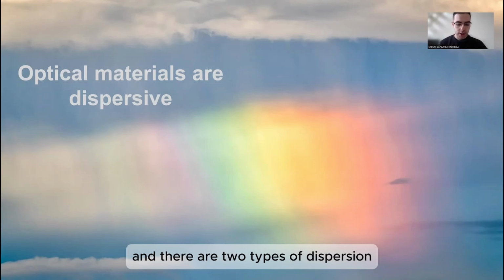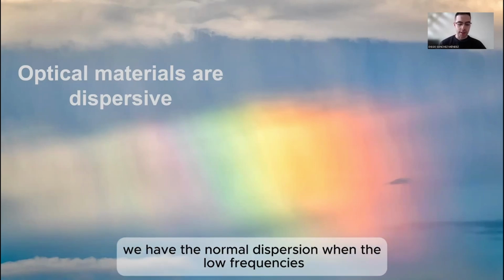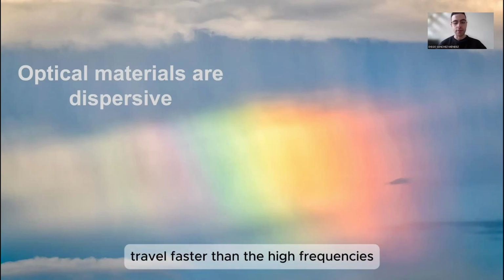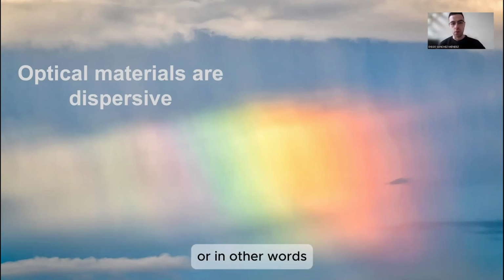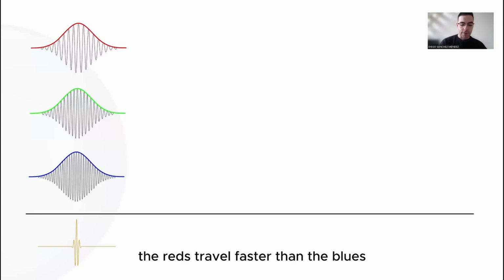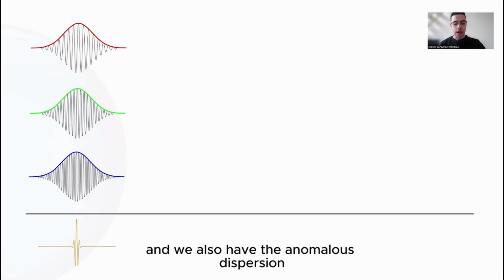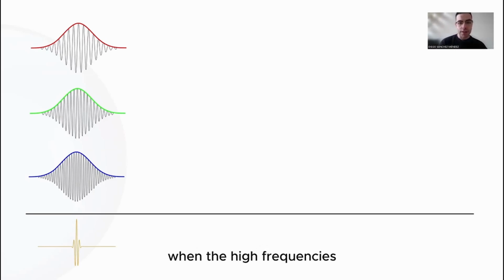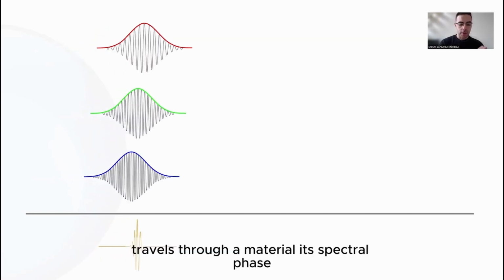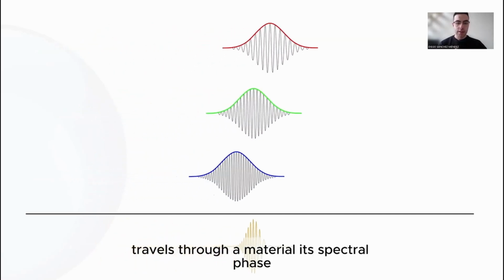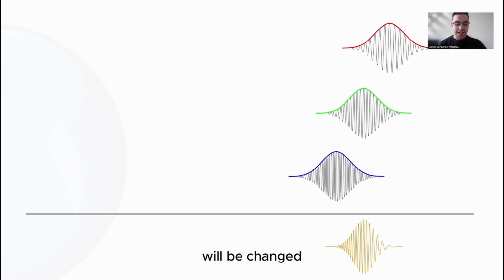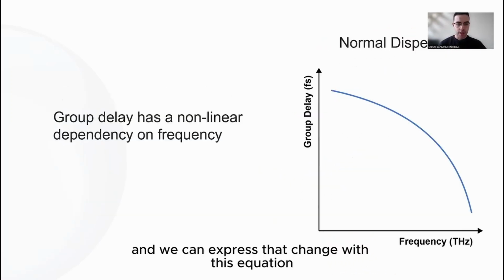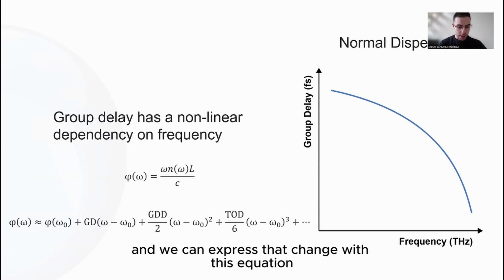And there are two types of dispersion. We have the normal dispersion, when the low frequencies travel faster than the high frequencies, or in other words, the reds travel faster than the blues, and this is what usually happens. And we also have the anomalous dispersion, when the high frequencies travel faster than the low frequencies, or the blues travel faster than the reds. So when a pulse travels through a material, its spectral phase will be changed. And we can express that change with this equation.